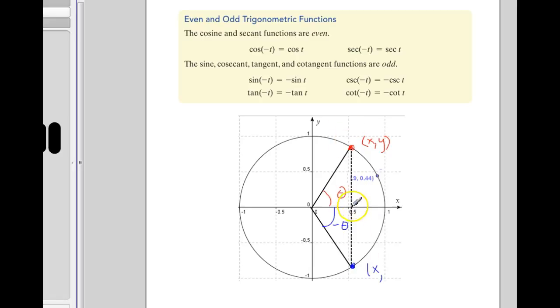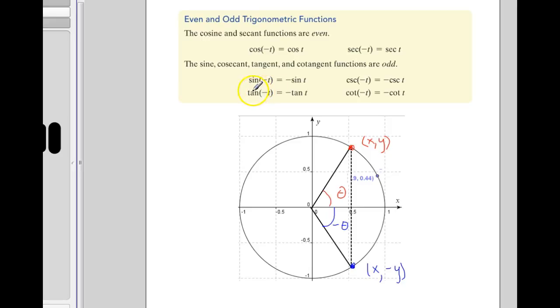So it's the same distance above and below, but because we're going above, this sign is positive, and because we're going below, this sign would be negative. But the actual values would be the same. Whatever this x is, it's the exact same. But whatever this y is, this y would be the exact opposite. Same number but opposite sign. So instead of a positive 0.44 here, if we were down here, it'd be a negative 0.44. So that's what this property of even and odd functions says.